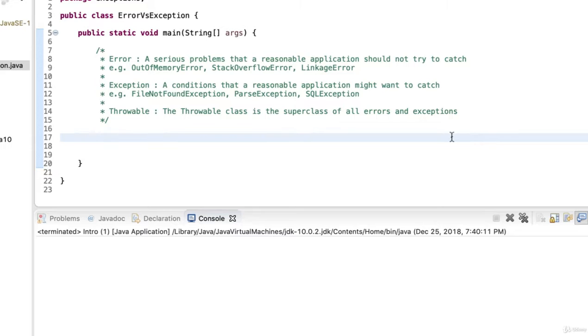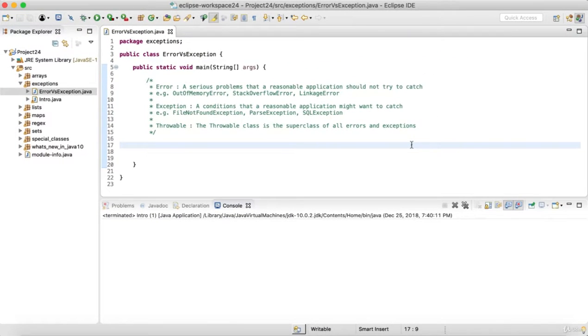On the other hand, exceptions like FileNotFoundException, SQLException, etc., can be recovered at runtime, and a reasonable application should try to catch them and provide the steps to recover so that execution can continue. So that is the main difference between error and exception, and both error and exception are the subclasses of the Throwable class.